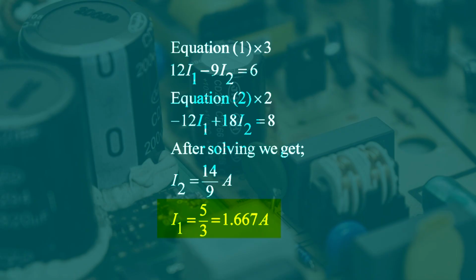You have a value of I1, that is 1.667 ampere. Just multiply this current with the 2 ohm resistance, then you can easily calculate the voltage drop across the 2 ohm resistance across branch AB. Similarly, you can calculate the voltage across the 3 ohm resistance. You can easily calculate the voltage across the 6 ohm resistance also.